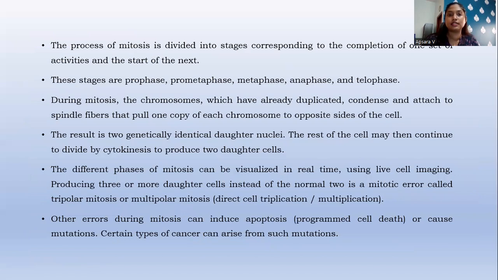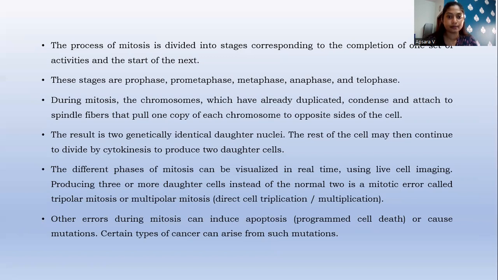The process of mitosis is divided into stages corresponding to the completion of one set of activities and the start of the next. These stages are prophase, prometaphase, metaphase, anaphase, and telophase. During mitosis, the chromosomes, which have already duplicated, condense and attach to the spindle fibers that pull one copy of each chromosome to the opposite sides of the cell. The result is two genetically identical daughter nuclei. The rest of the cell may then continue to divide by cytokinesis to produce two daughter cells.